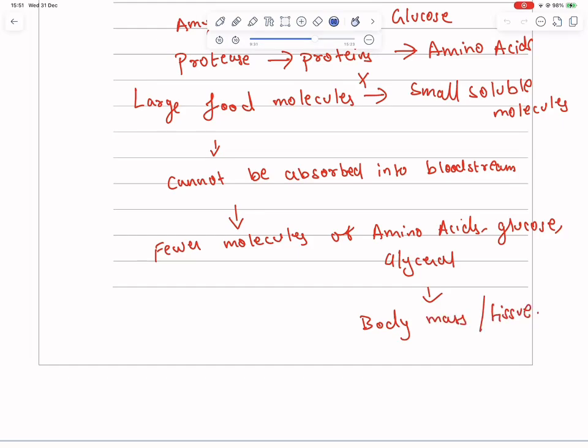So there is less glucose for respiration, less energy is released, fewer amino acids available to build proteins, muscle, and body tissues. Therefore, with less energy and fewer building materials, the person finds it difficult to gain body mass.